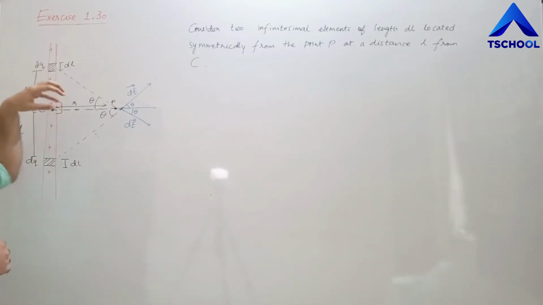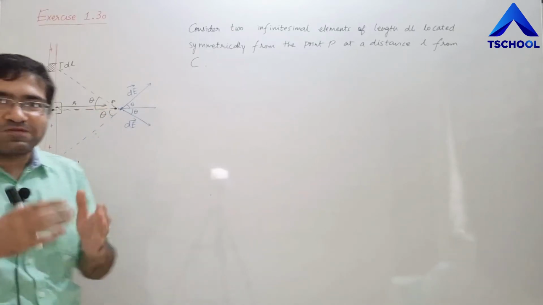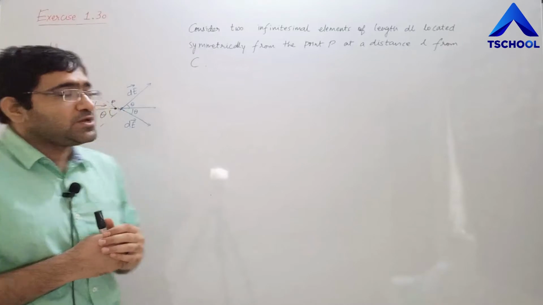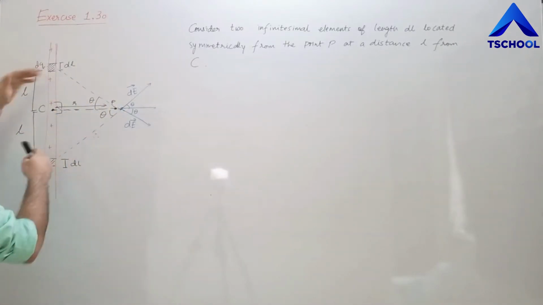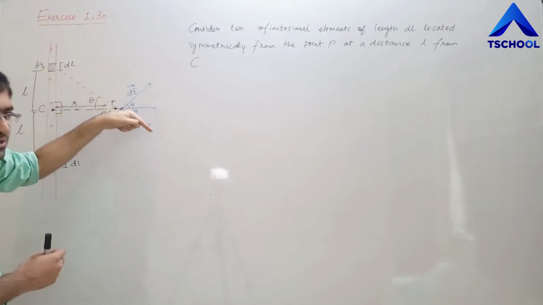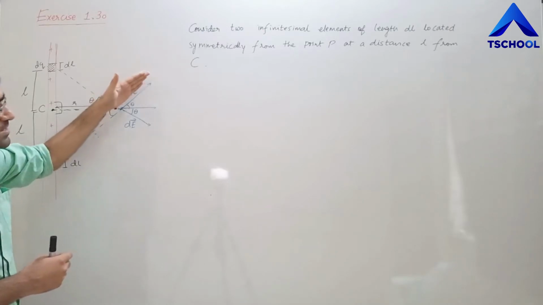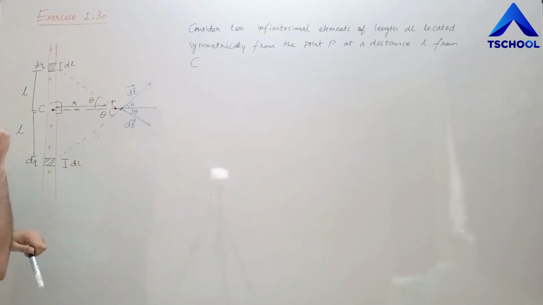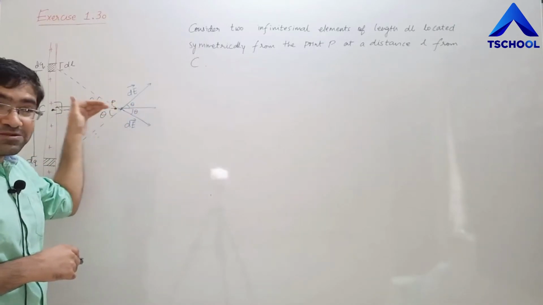To find the electric field due to the entire wire at this point, what we have to do is divide the whole wire into small portions. I have shown two such small portions which are located symmetrically around this point C. So the electric field due to this small portion is in this direction, dE vector, and the electric field due to this one is in that direction. So ultimately, the net electric field at this point P is going to be on the right hand side. Clear? In the radial direction.